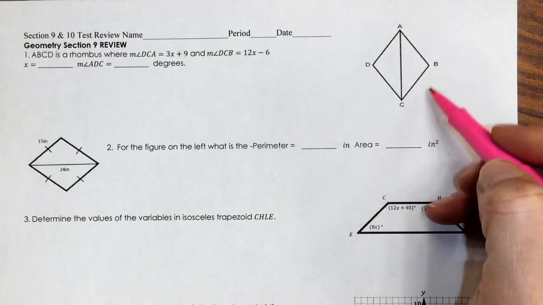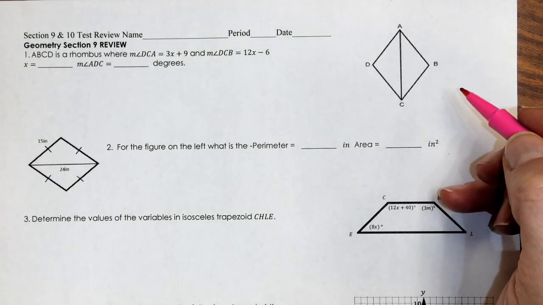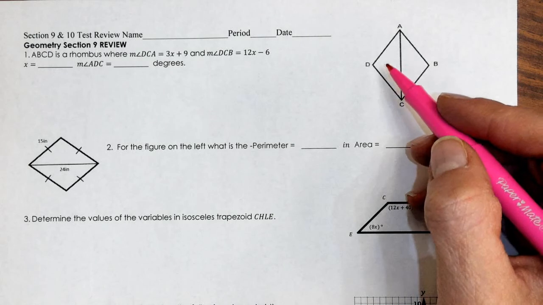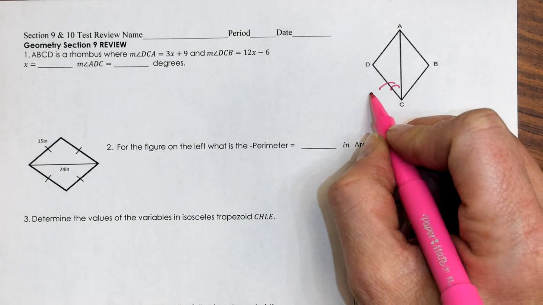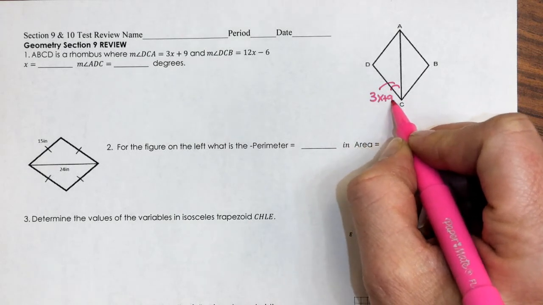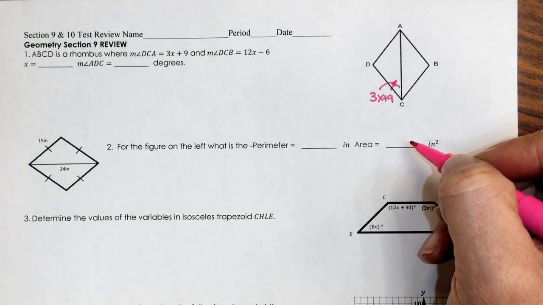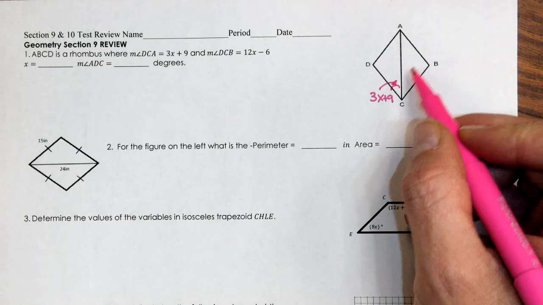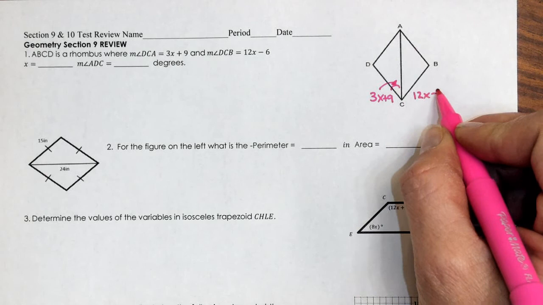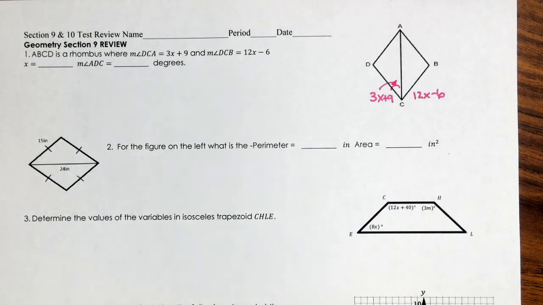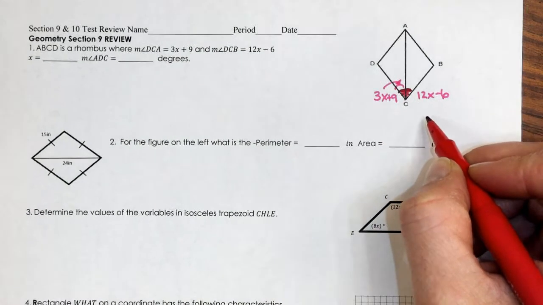We have a shape here, and it says it's a rhombus, where m, the measure of DCA, is equal to 3x plus 9. So DCA, that's this angle here, is equal to 3x plus 9. And then it says that DCB, that's the whole angle, is equal to 12x minus 6.